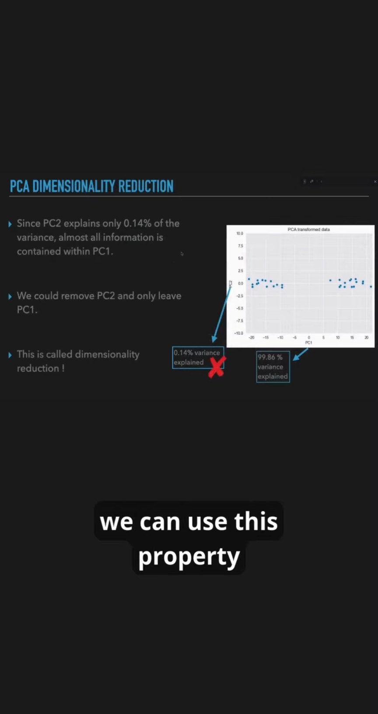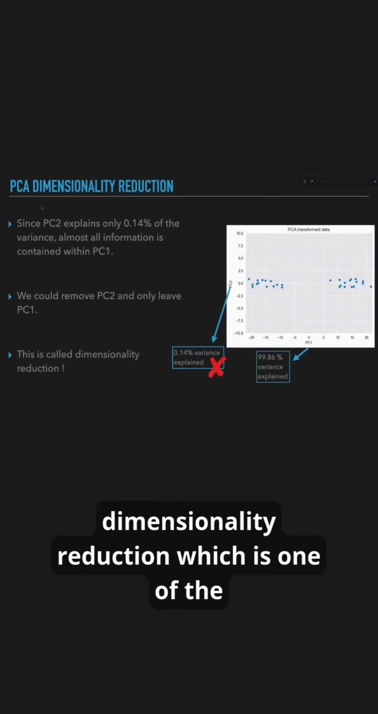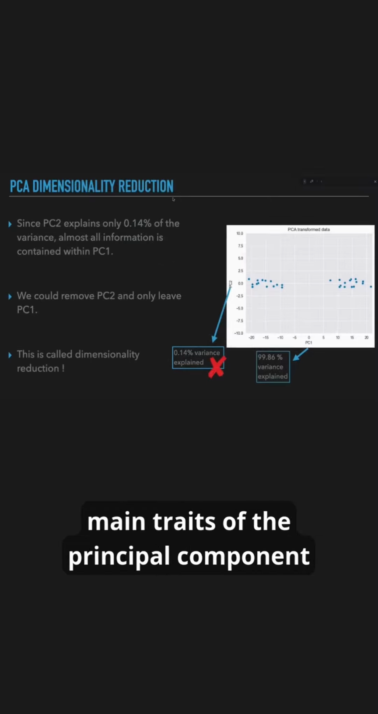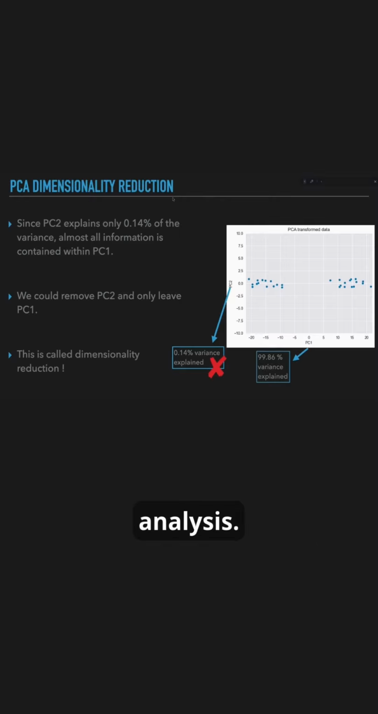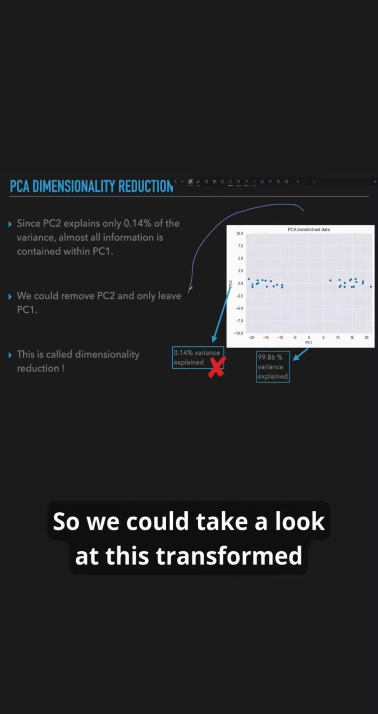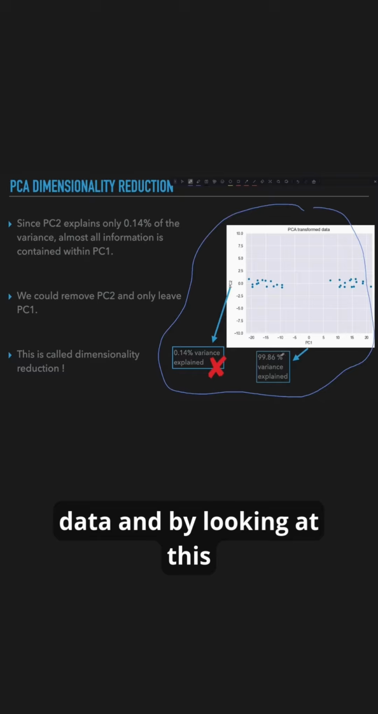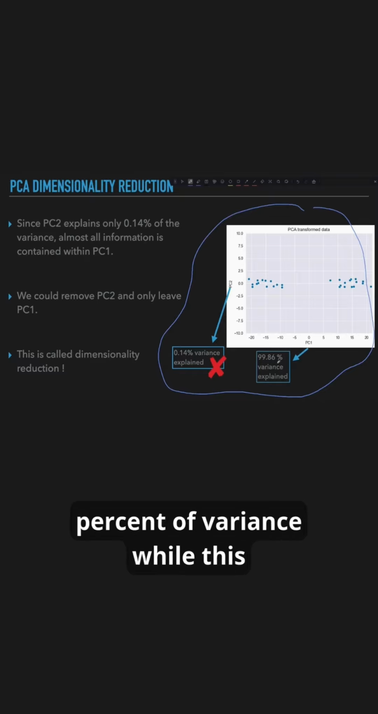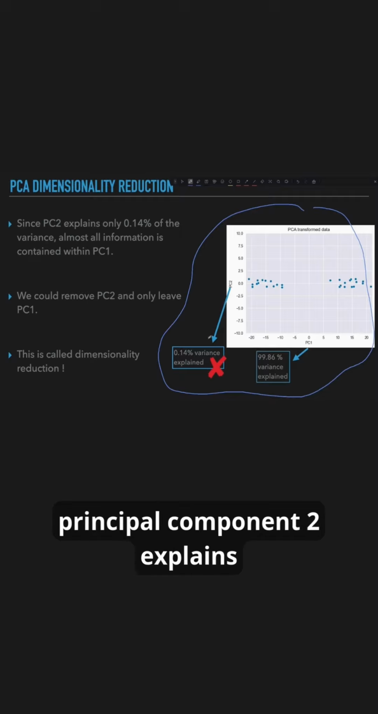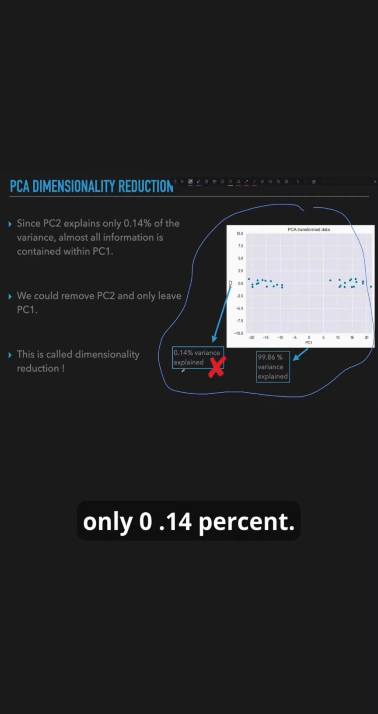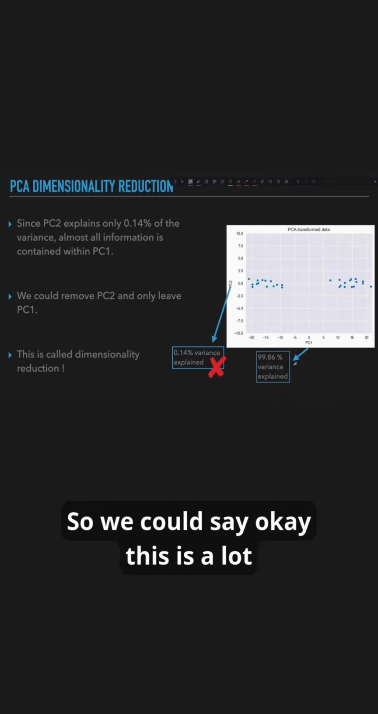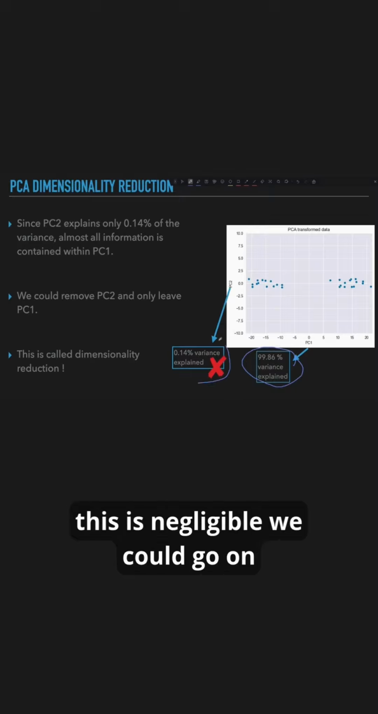And we can use this property in order to perform dimensionality reduction, which is one of the main traits of principal component analysis. So we could take a look at this transformed data, and by looking at this number, we can see that this principal component 1 describes 99.86% of variance, while this principal component 2 explains only 0.14%. So we could say, okay, this is a lot, this is negligible.